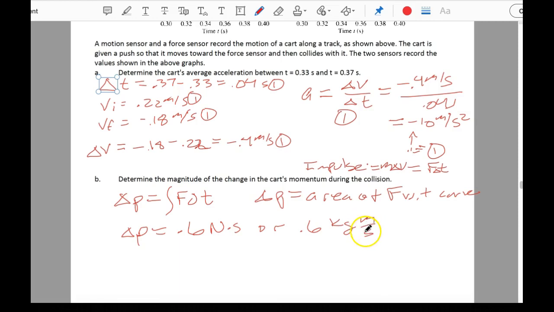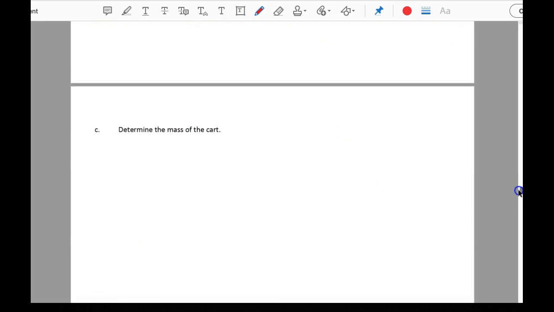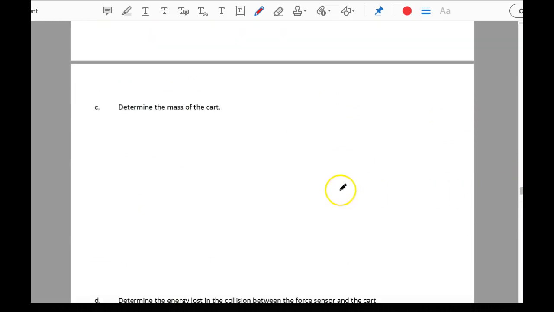So that is worth 3 points. You have to have the right unit, you have to have the right answer, and then you have to indicate what you're doing. For letter C, this one says determine the mass of the cart.